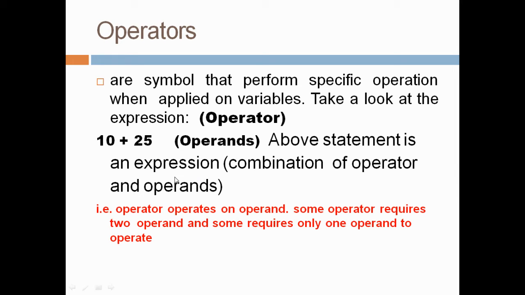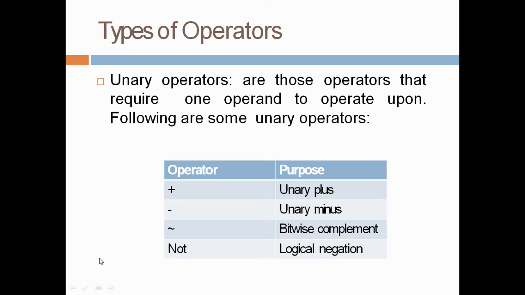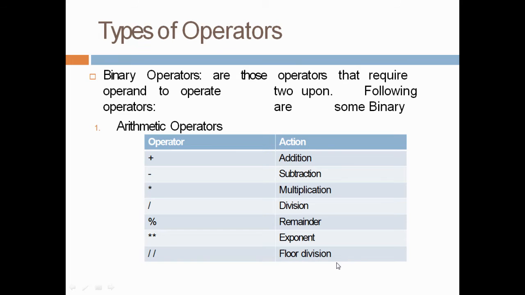The above statement is an expression, a combination of operators and operands. An operator operates on operands. Some operators require two operands and some require only one operand to operate. Types of operators: unary operators are those that require one operand to operate upon. Following are some unary operators: plus is the unary plus, minus is the unary minus, tilde is the bitwise complement, and not is the logical negation.